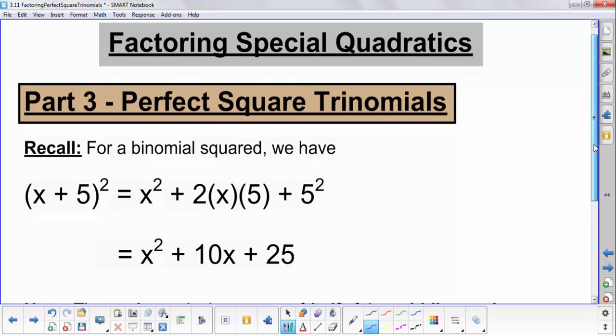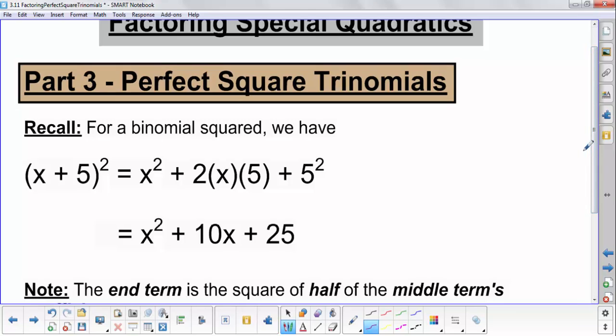Now a perfect square trinomial, so for example this x plus 5 squared, we can expand that in one of two ways. Now the first way is if you take your x plus 5 and write it out twice and expand it, you should end up with x squared plus 10x plus 25.